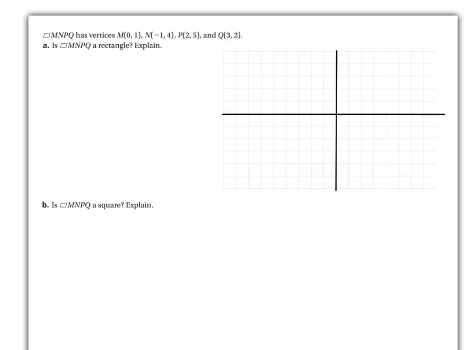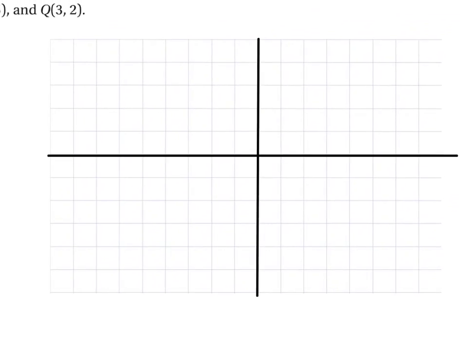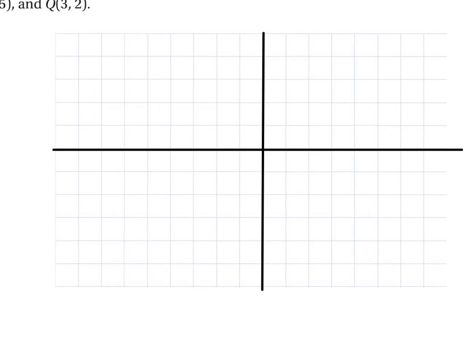So it says here, parallelogram MNPQ has vertices of those four ordered pairs. Is this a rectangle? Well, let's take a look here at this graph, and let's put these ordered pairs in here.